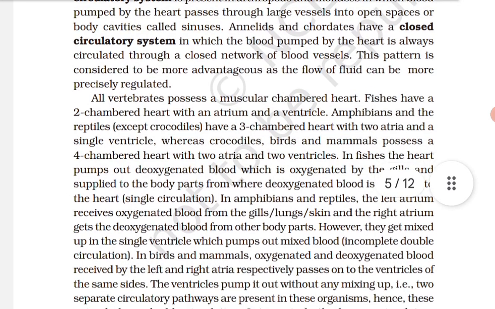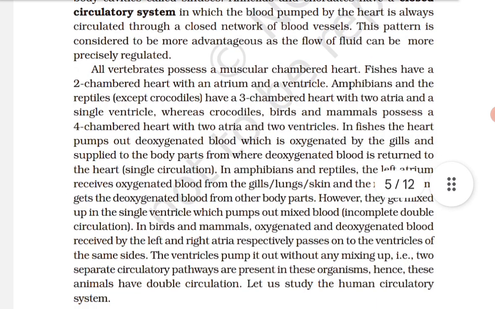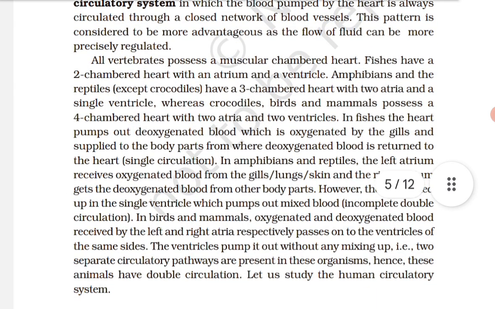Calcium ions play an important role in clotting. Which ion? Calcium ions play an important role in clotting. So the next is lymph, that is tissue fluid.